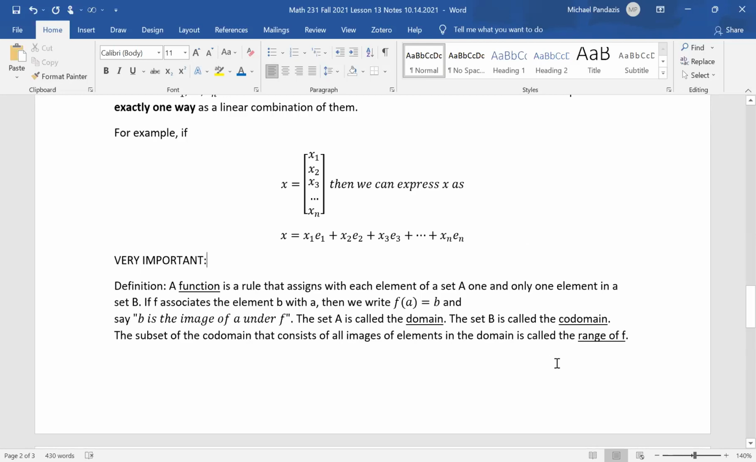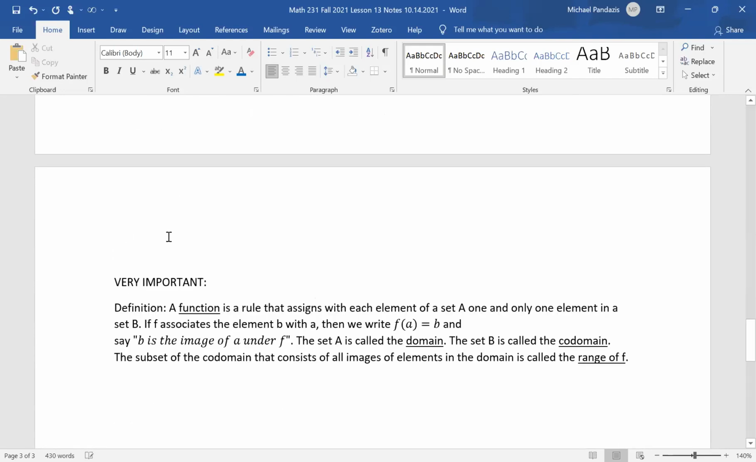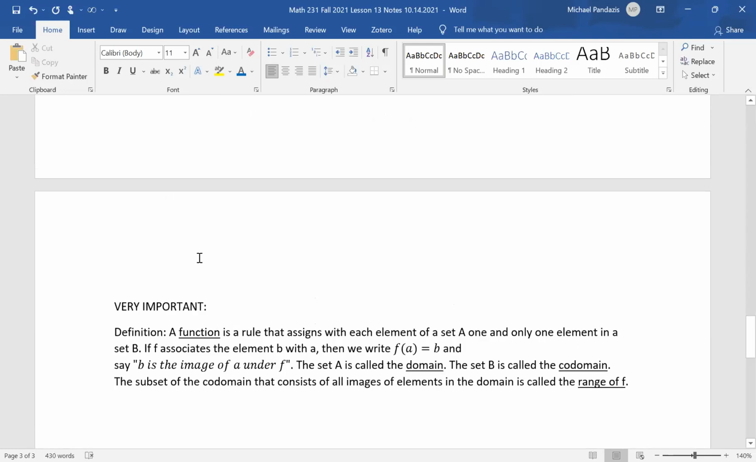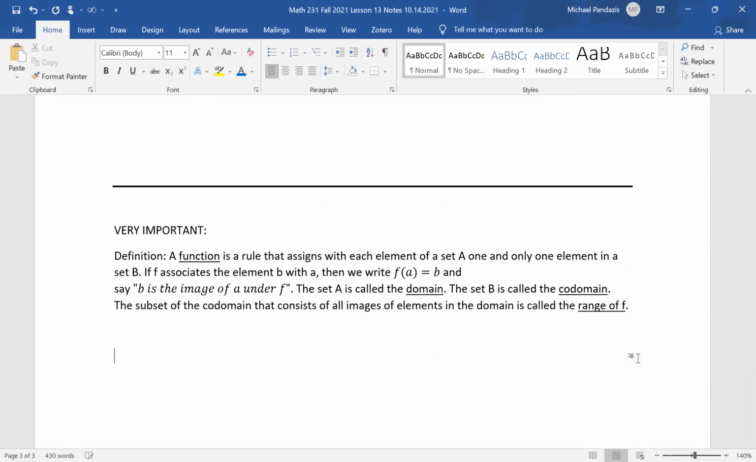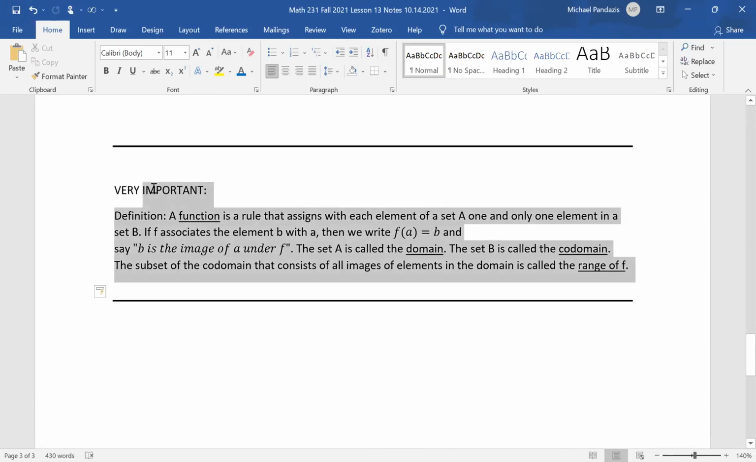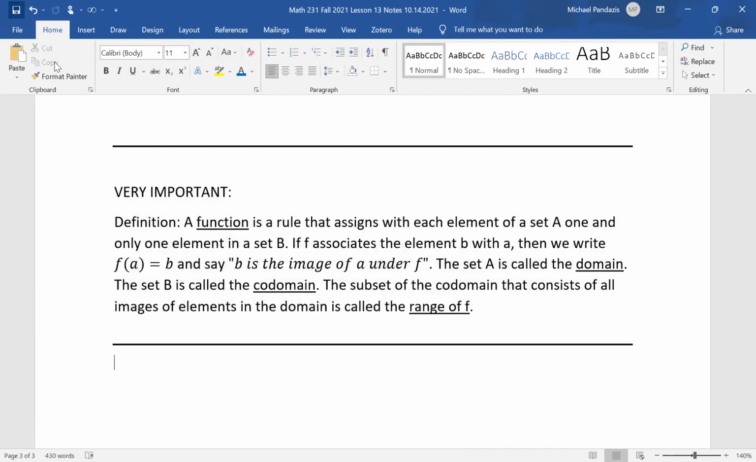Okay, in mathematics, this is used. It's extremely important in mathematics, a function. Okay, so that's the definition of a function. In fact, I'm going to capitalize it. I mean, not make it bigger. Okay, so that's the definition of a function.